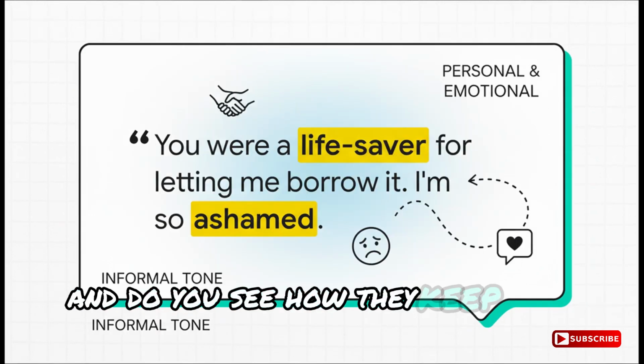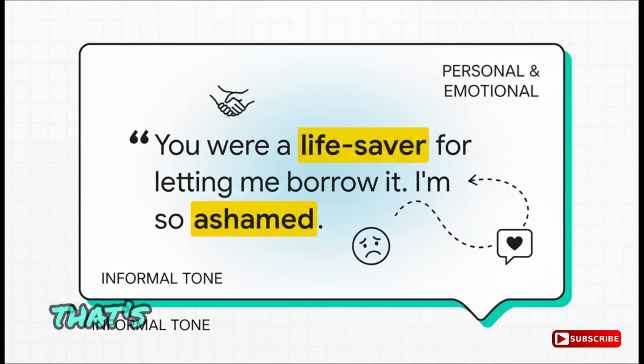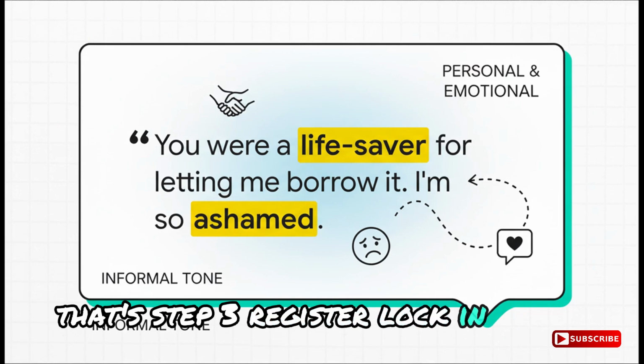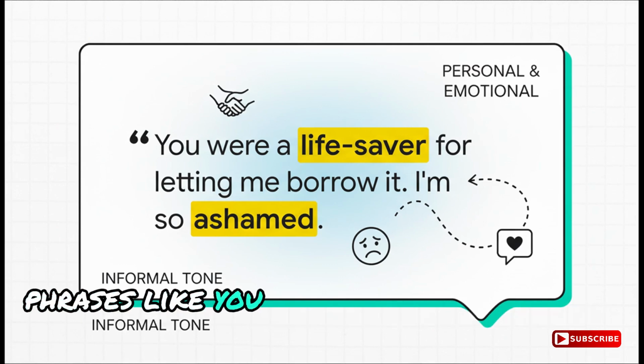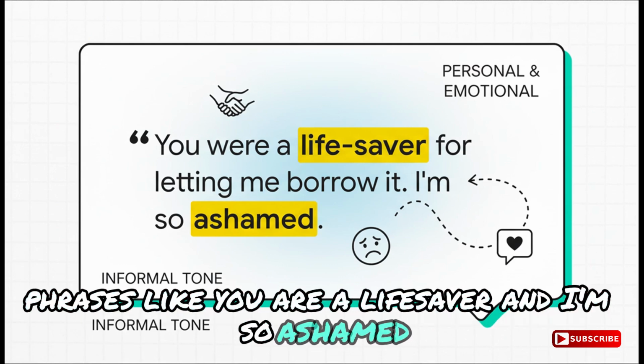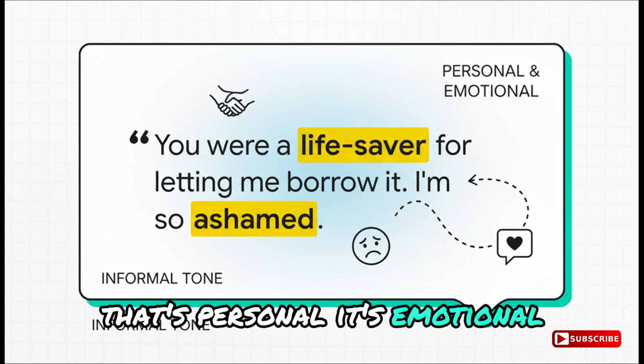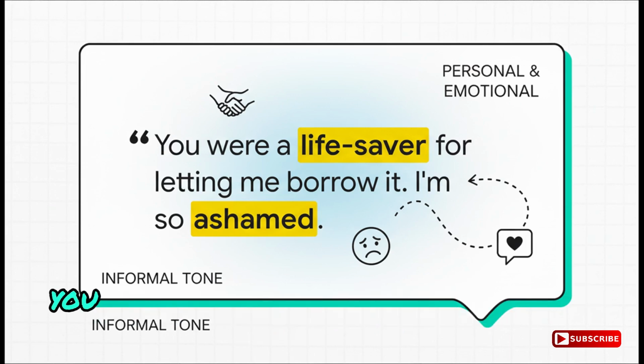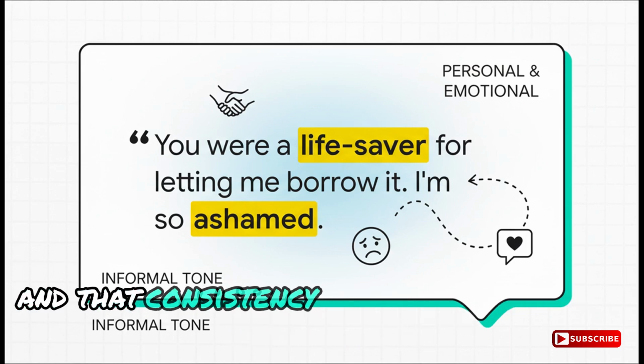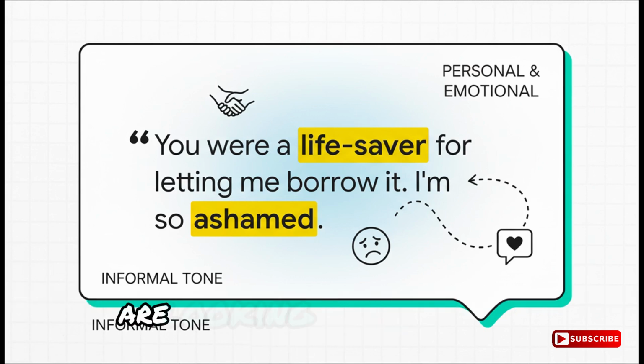And do you see how they keep that friendly tone going? That's step 3, register lock, in action. Phrases like, "You are a lifesaver," and "I'm so ashamed." That's personal, it's emotional, and it's perfectly informal. You wouldn't write that in a formal report, right? It's how friends talk. And that consistency is precisely what the examiners are looking for.